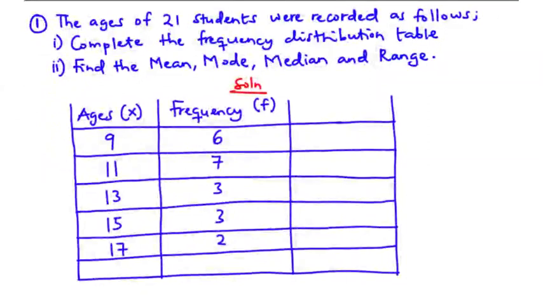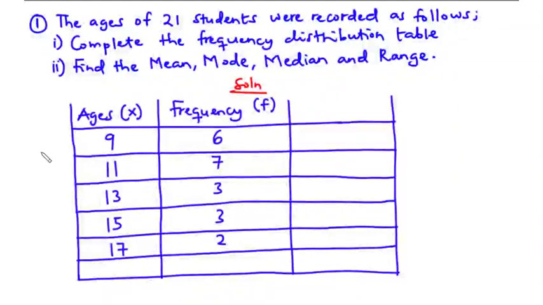So for example 1, the ages of 21 students were recorded as follows. I. Complete the frequency distribution table. II. Find the mean, mode, median, and range for this distribution. So here we have an incomplete frequency distribution table, and we are to complete this table. Afterwards, we are to find the mean, the mode, median, and range for this distribution.